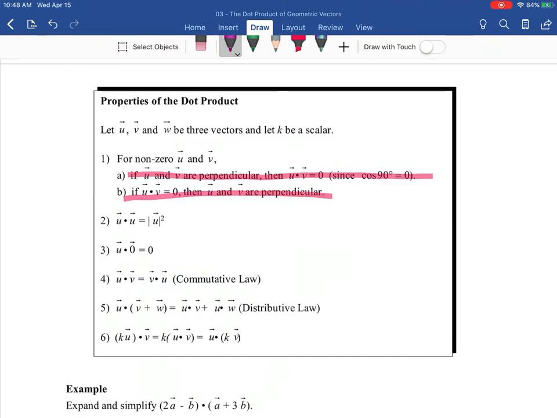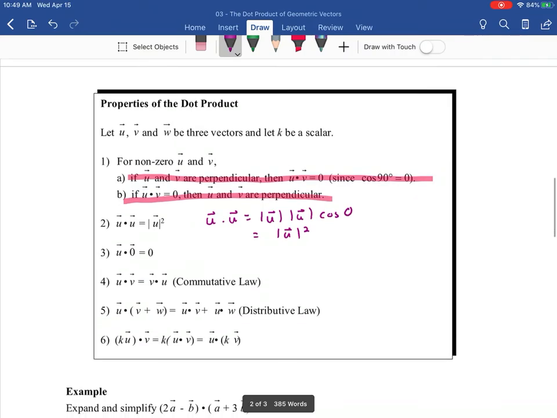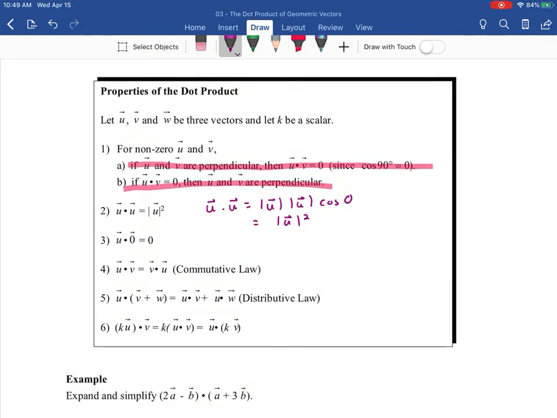Here's another property. If you do the dot product of u dot u, you get magnitude of u squared. Why does that happen? So u dotted with u would be magnitude u times magnitude u times cos of the angle between 2 vectors that are the same vector. That angle is 0, and cos of 0 is 1, so I get magnitude of u squared. Sort of a simple algebraic simplification there. If you multiply u with the vector 0, you get 0 because the magnitude of 0 is 0.